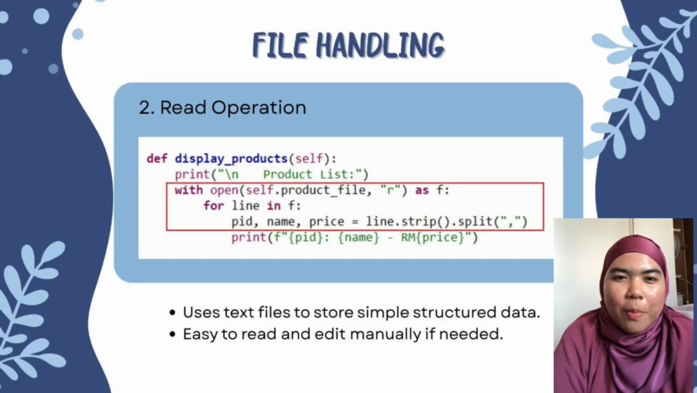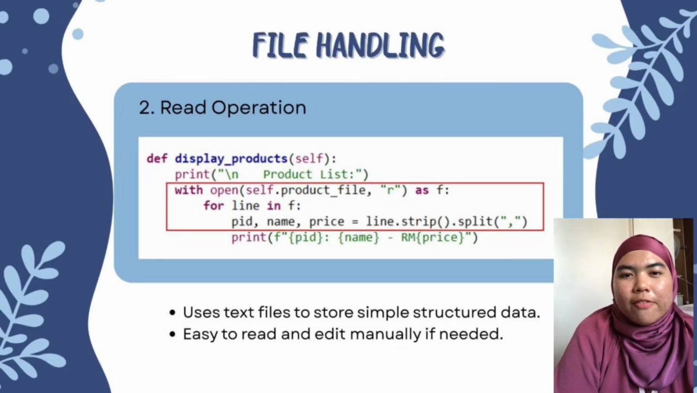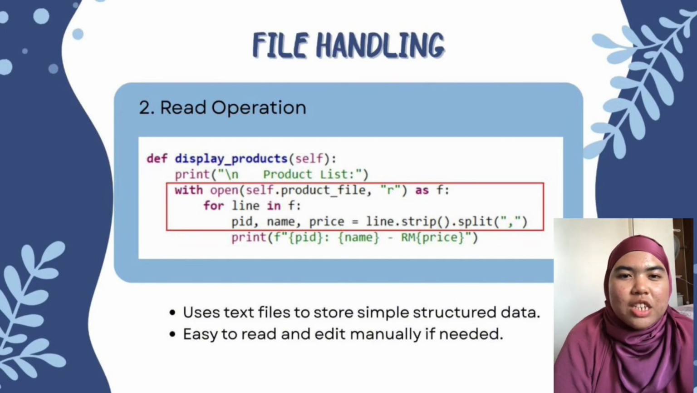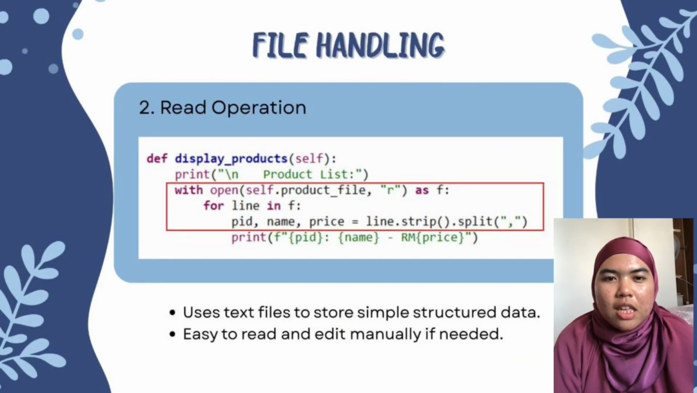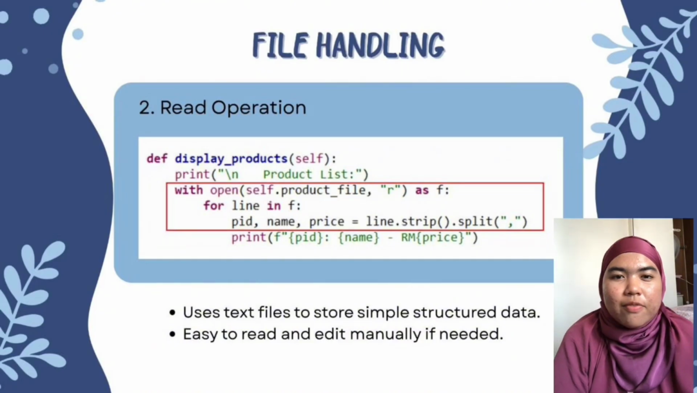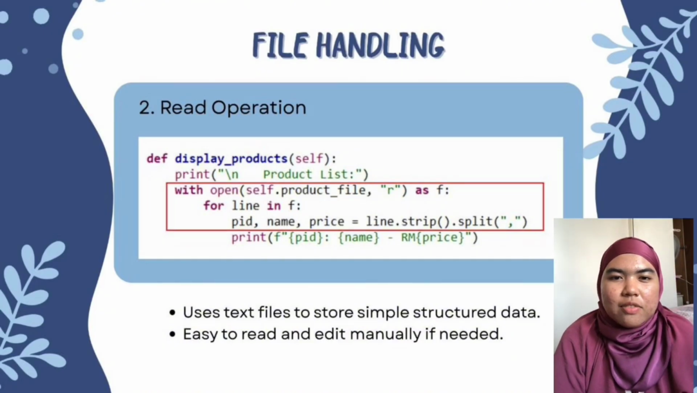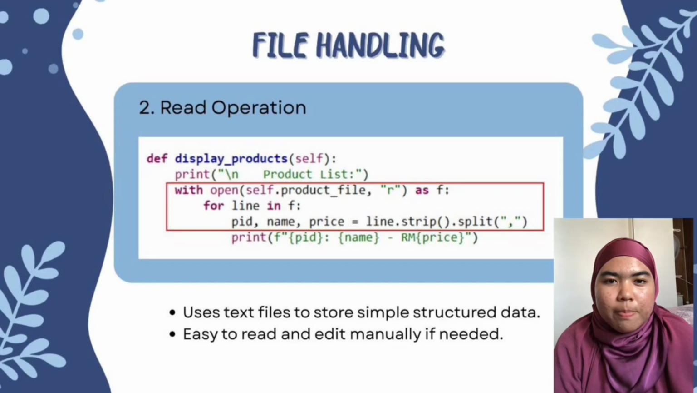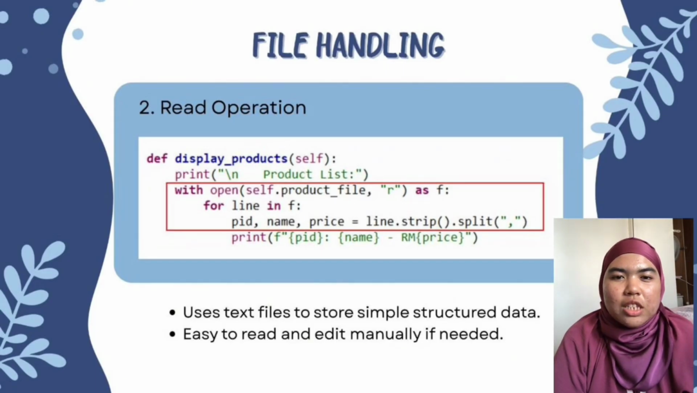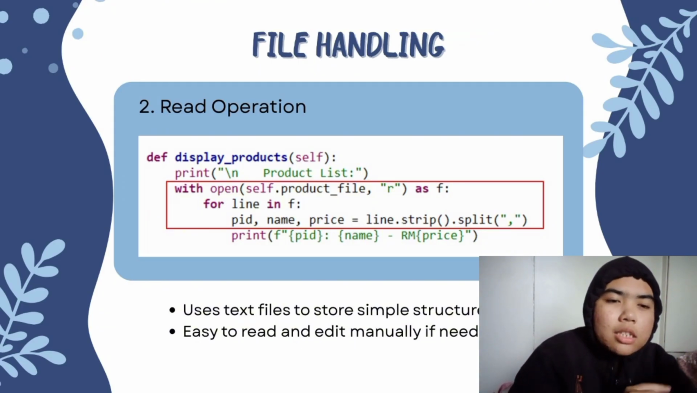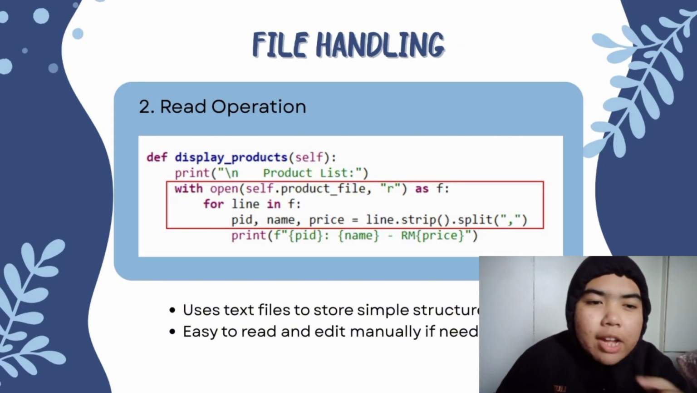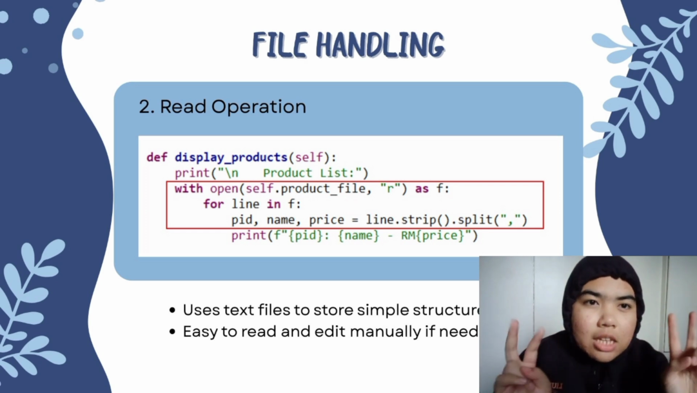Okay, next is the read operation. Here we have a function called display_products. We open the file in read mode and loop through each line in the file. Each line is stripped and split into 3 parts, which are product ID, name, and price. Then the information is printed nicely so the user can view the product list. Using text files like this makes it easy to store simple structured data, and it's also easy to read or edit manually if needed.